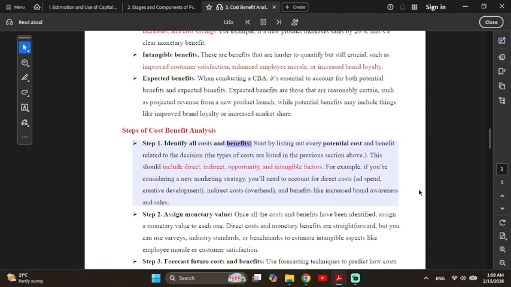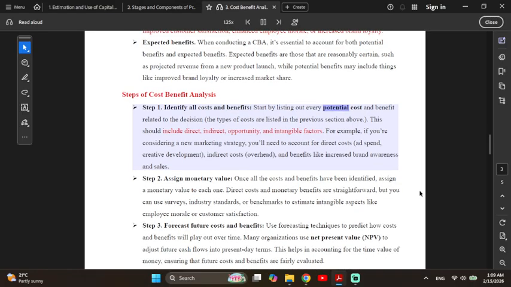Identify all costs and benefits. Start by listing out every potential cost and benefit related to the decision. The types of costs are listed in the previous section above. This should include direct, indirect, opportunity, and intangible factors. For example, if you're considering a new marketing strategy, you'll need to account for direct costs, ad spend, creative development, indirect costs, overhead, and benefits like increased brand awareness and sales.